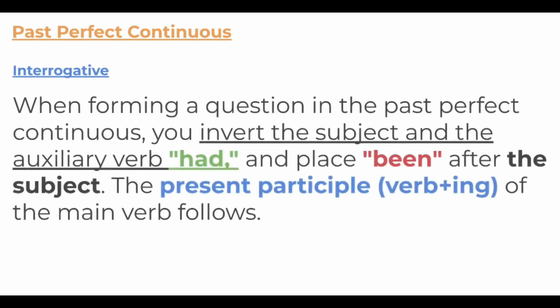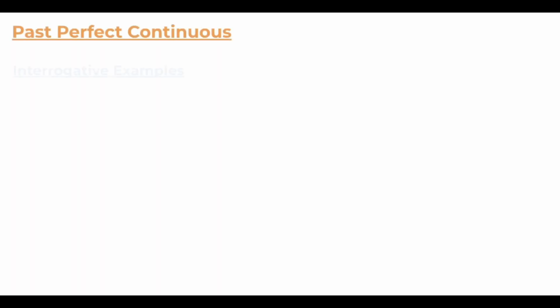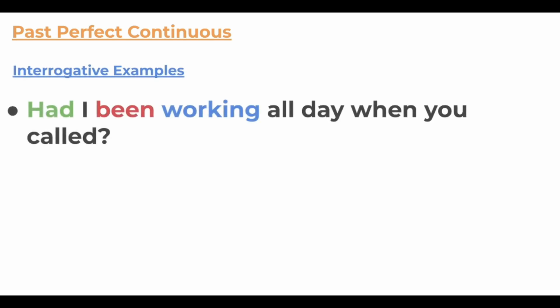Okay then, interrogatives, what do we do? Well, we start the sentence with our auxiliary verb had, followed by the subject, then comes been, and then the present participle, which is our verb plus ing. Let's see this in action. So, had I been working all day when you called?